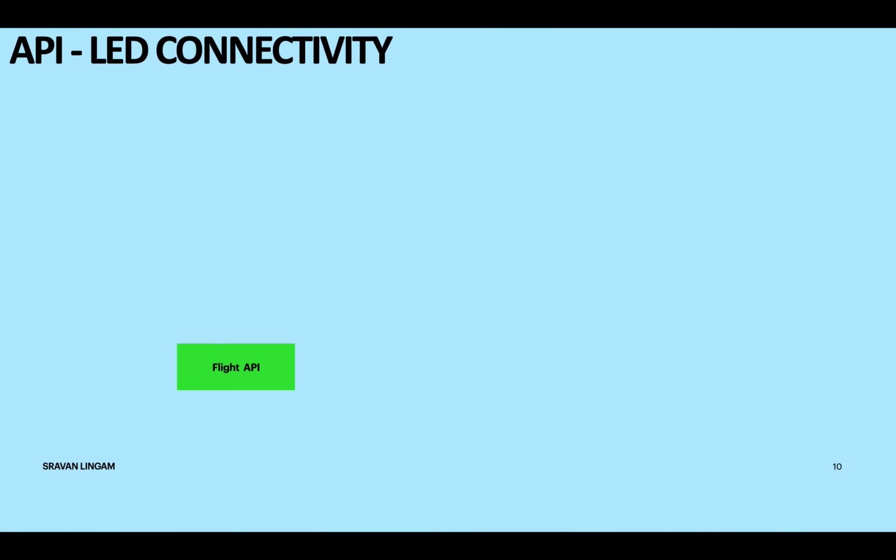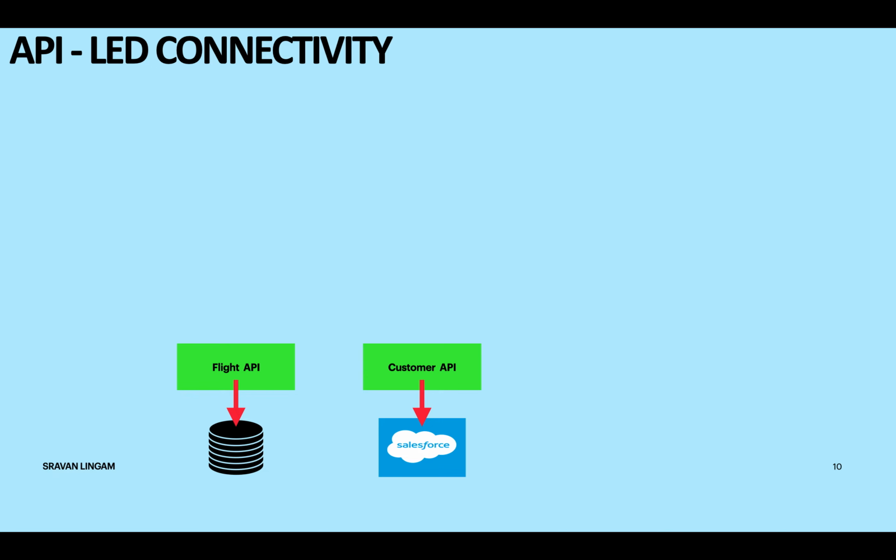Imagine that you have a flight API, which contains flight information data or airlines data, in a database. And then we have a customer API, which has customer information in Salesforce. So now we have two different systems: one is the Oracle database, and the other is the customer API, which connects to Salesforce. And there is a notification API, which basically sends notifications by email or WhatsApp.